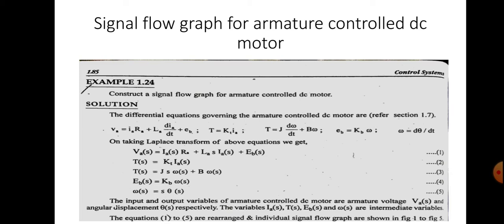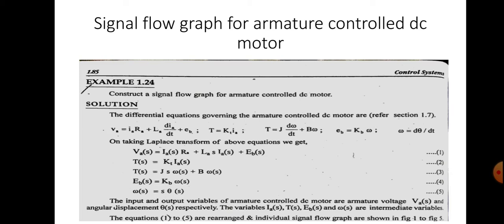So in the previous class we got the equations for armature controlled DC motor. We have studied about armature controlled DC motor. So in that class I told you to learn those equations by heart. So there are 5 equations in the case of armature controlled DC motor. So we can write those 5 differential equations. So the solution starts from here.